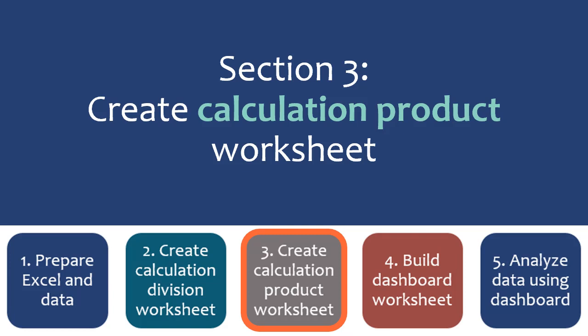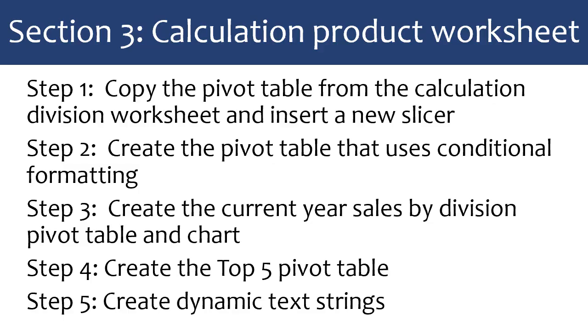Remember that these 5 sections need to be completed in order. This section has 5 steps. We will be working on the calculations worksheet for products. We will be copying a few pivot tables and we'll be using conditional formatting in one of those pivot tables. One of the pivot tables we edit will be a top 5 products pivot table. Finally, we will be creating dynamic text strings.